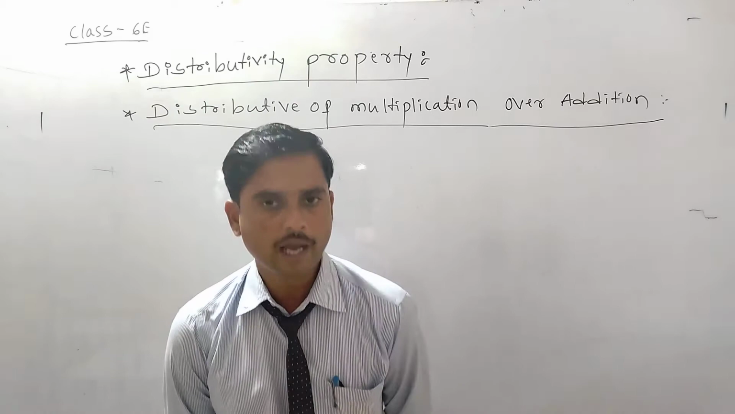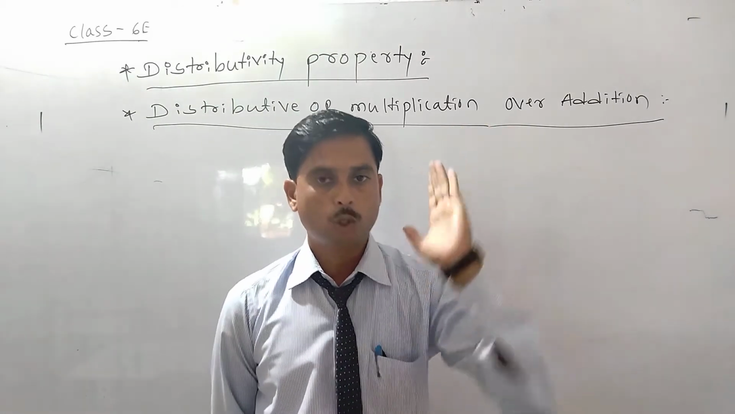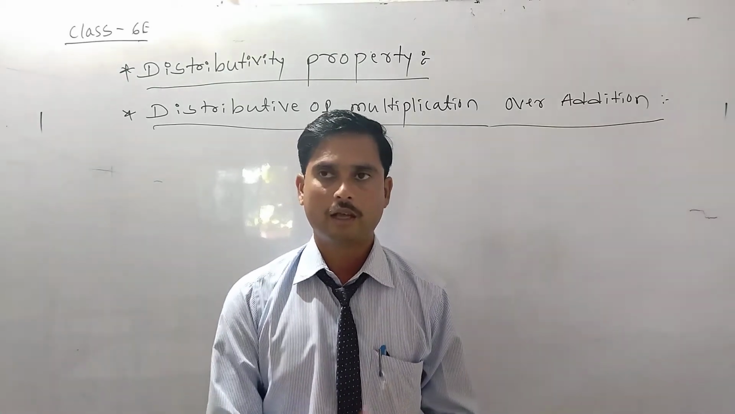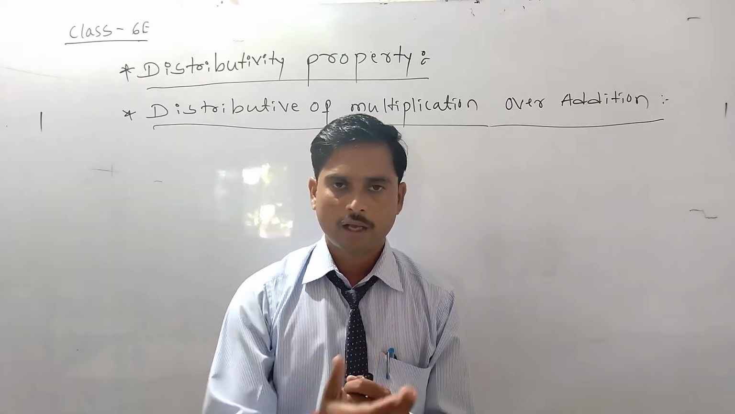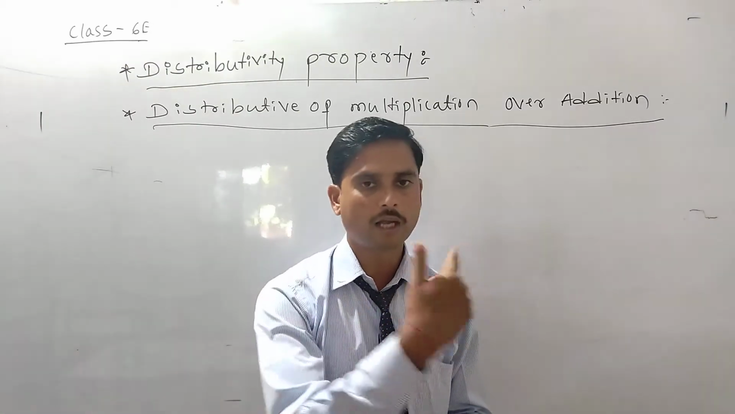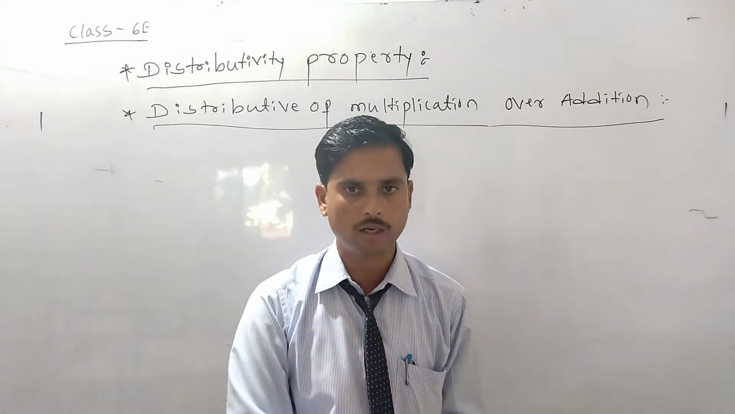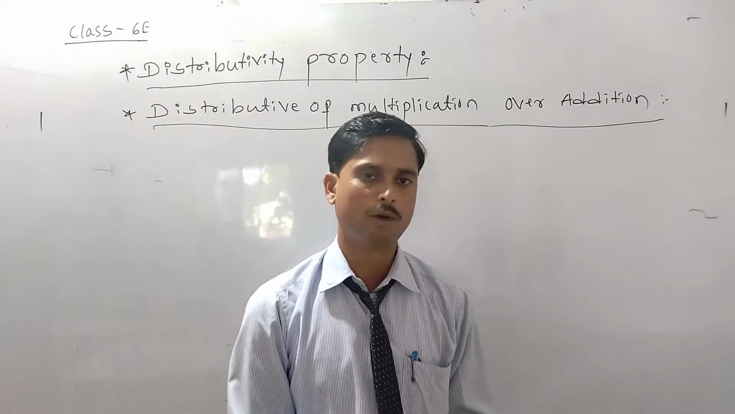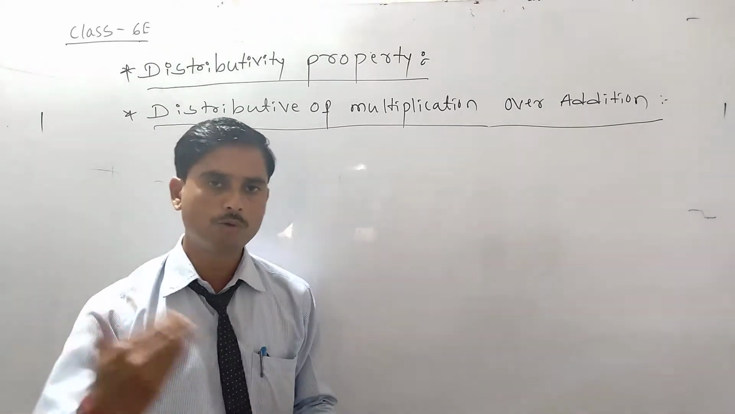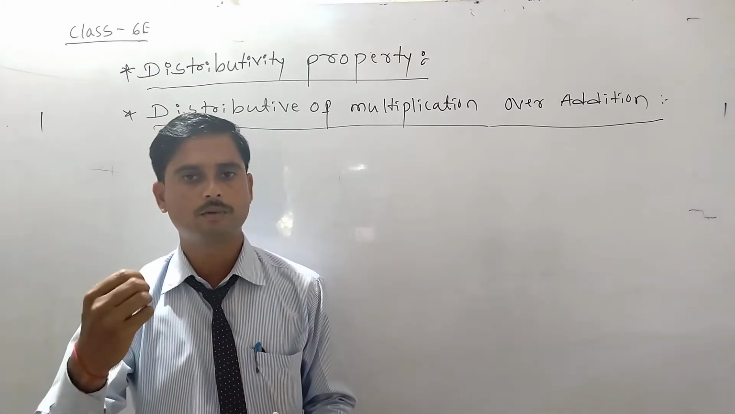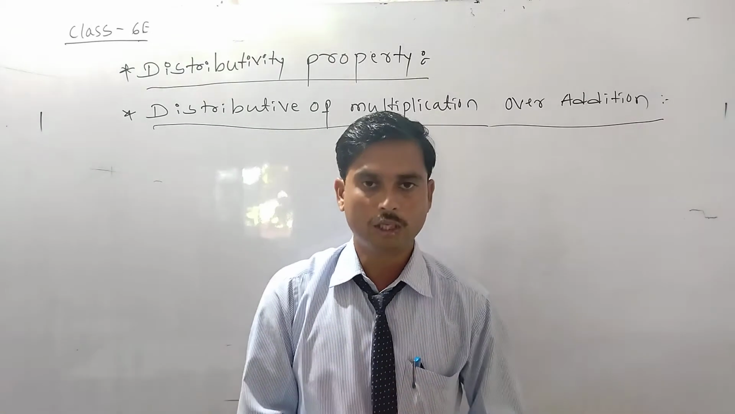The whole numbers have some properties. The first one is the closure property, for addition and multiplication. When you multiply one whole number with another whole number, the product is always a whole number. And when you add any whole number to another whole number, the sum is always a whole number. That is called the closure property.